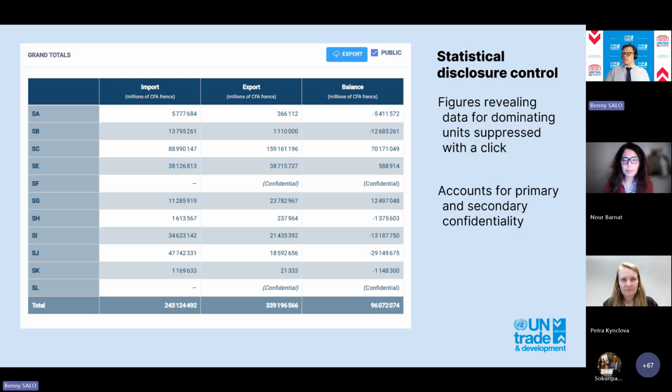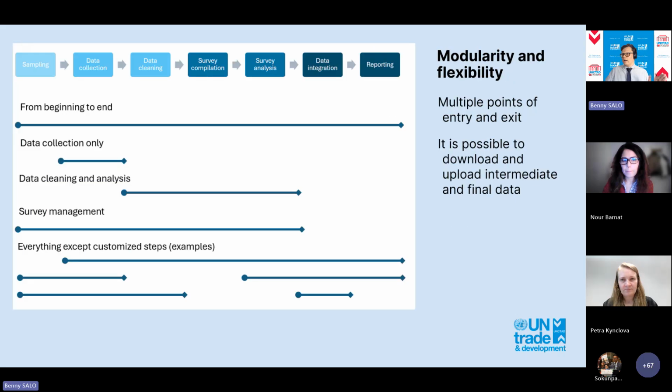We got statistical disclosure control built into the reporting. Just wanted to mention that, and that the whole system is built to be modular and flexible. It is built to be most useful if you use it from sampling to reporting, but there are multiple entry and exit points in TiSSTAT, depending on if you have a third system that you really like and want to use for a particular purpose, you can still do that.